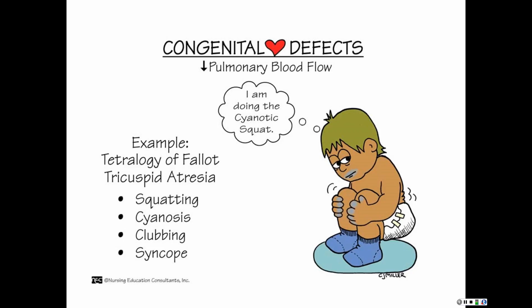Now, there are a couple of other congenital defects that I want you to read about. These go along with the defects that decrease pulmonary blood flow, and I want you to read about transposition of the great arteries, and I want you to read about tricuspid atresia as part of your reading assignment for this. You are responsible for that material, and there could be test questions based on that.